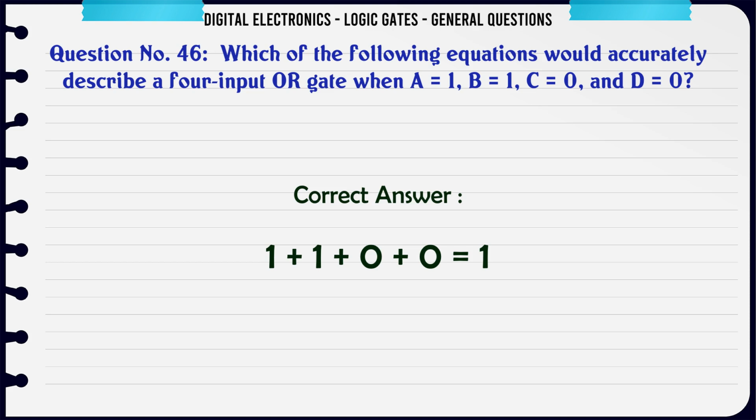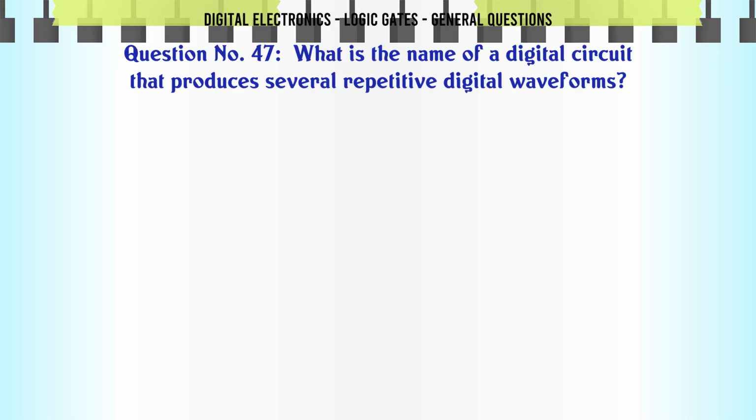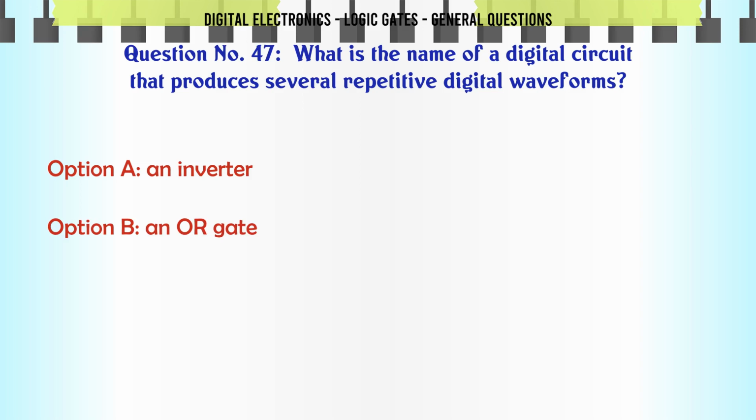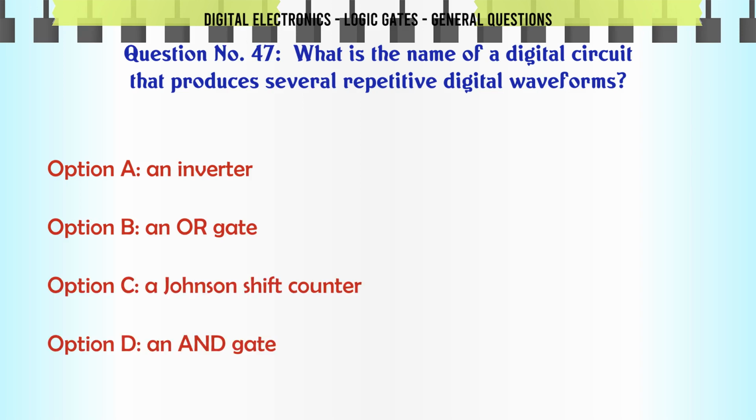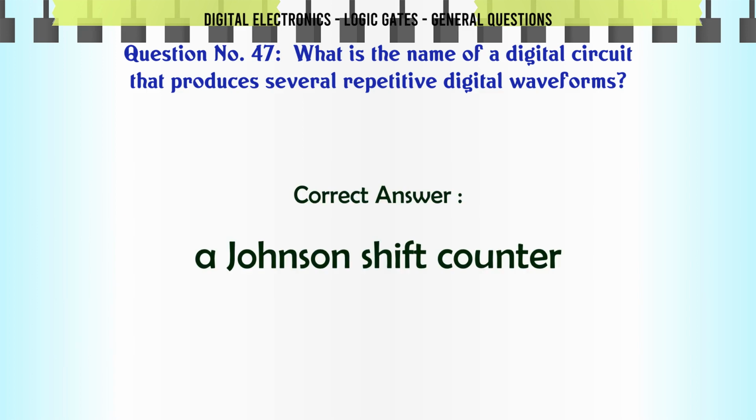11001. What is the name of a digital circuit that produces several repetitive digital waveforms? A. An inverter. B. An OR gate. C. A Johnson shift counter. D. An AND gate. The correct answer is a Johnson shift counter.